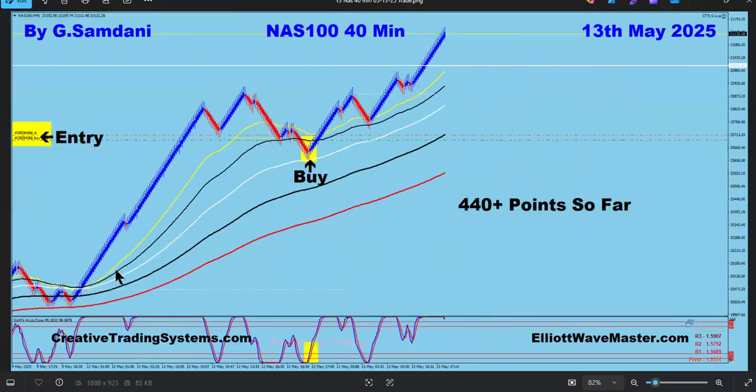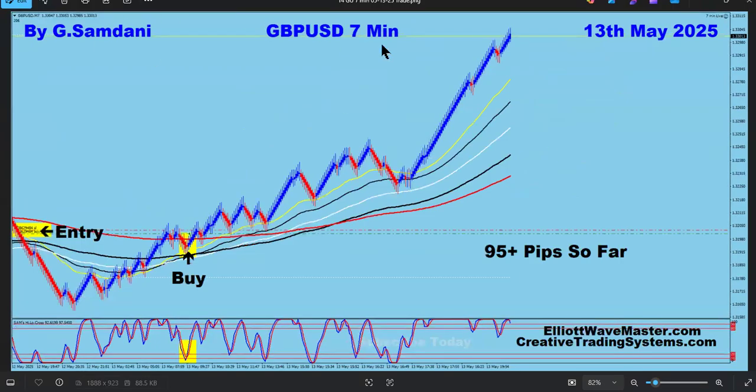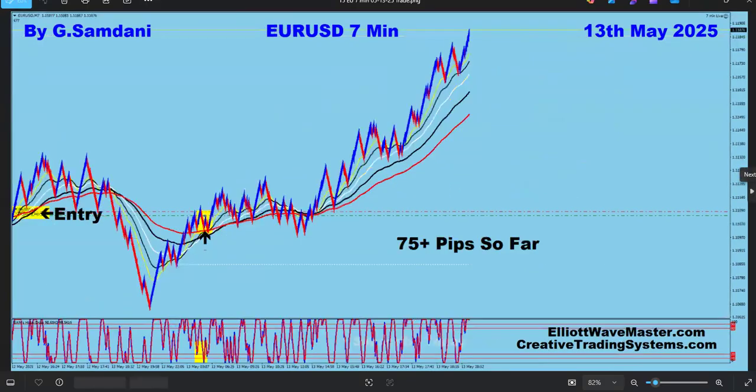On the 13th, Nasdaq, big move to the upside, retrace, and this is the one that I just showed you. And it went up all the way to 440 pip. This one, see, pound USD entry is right there, and then it started going, 95 pip. This one also has a small daily range. Euro USD entry here, buy orders right there, 75 pip on the 13th.